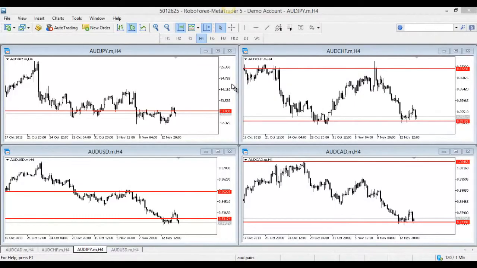Traders, this video is to show you how to mark your key levels in the market to enable us to look for price action setups in the Forex.